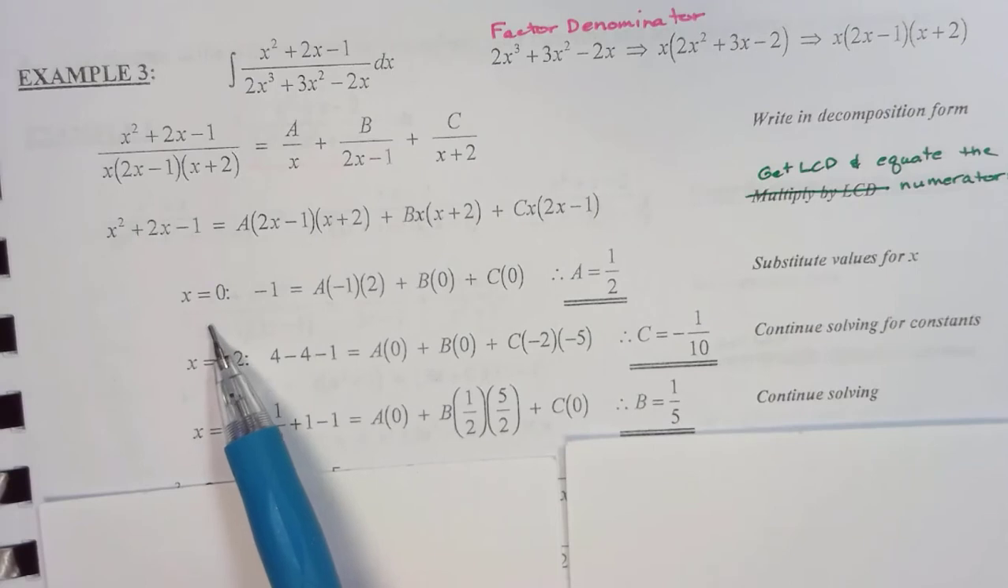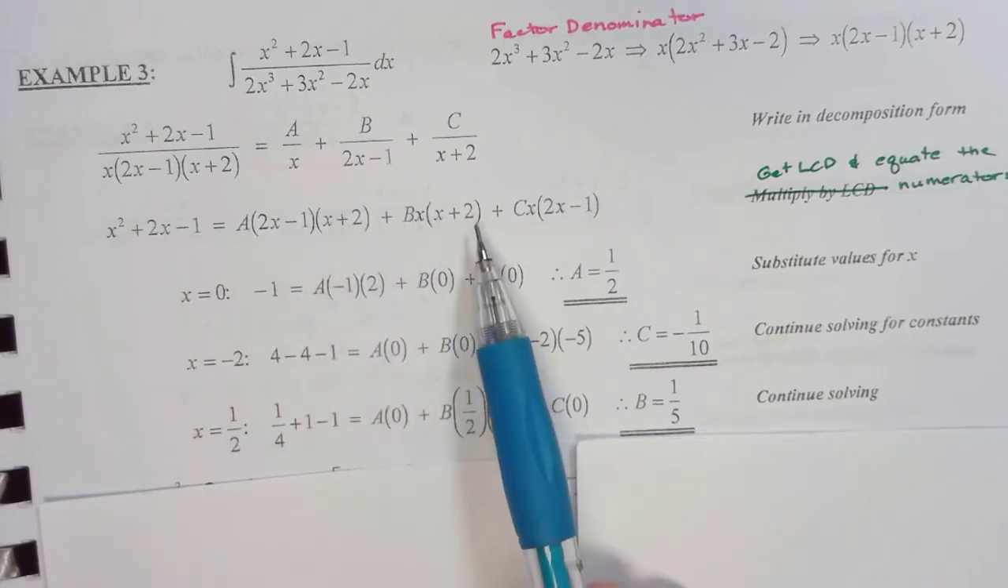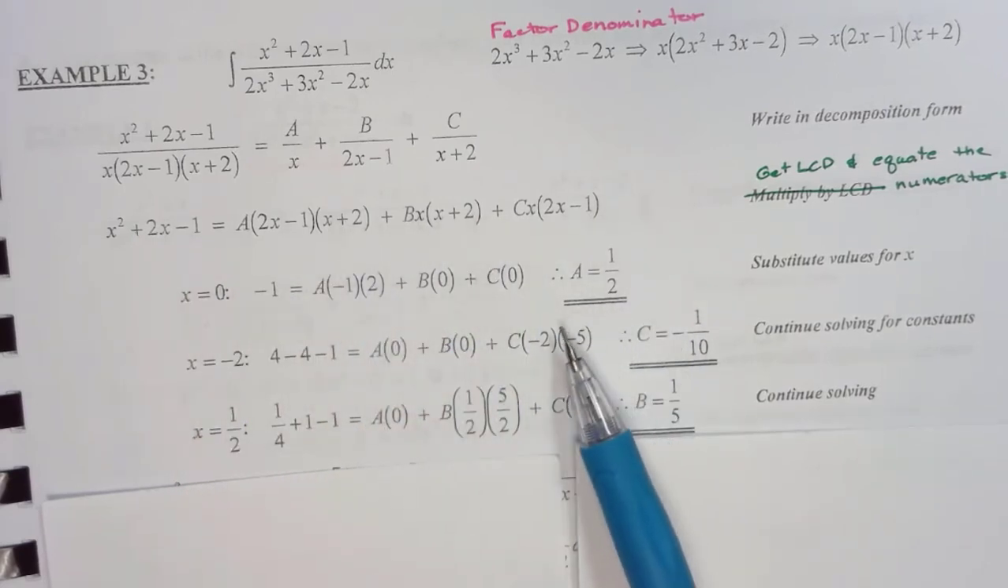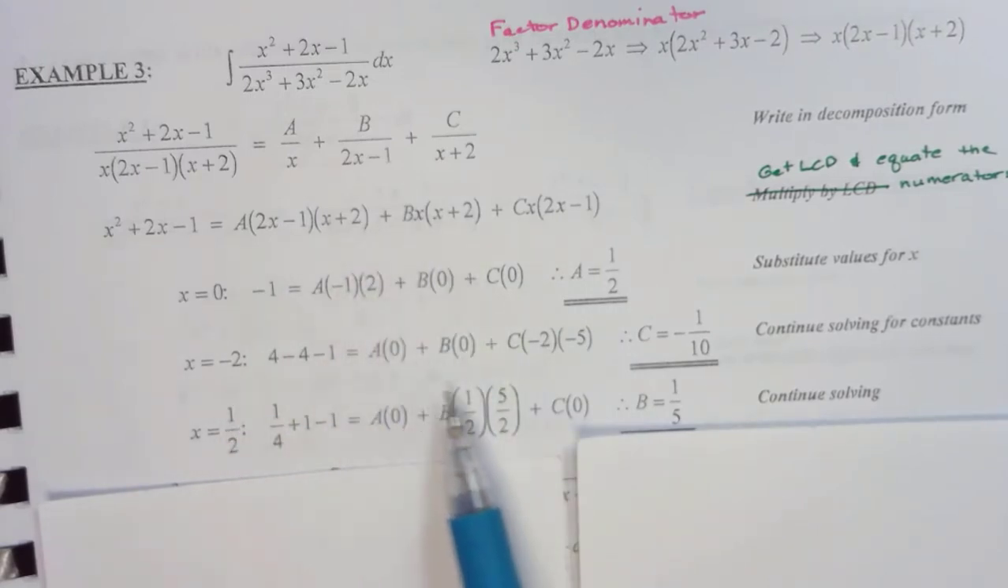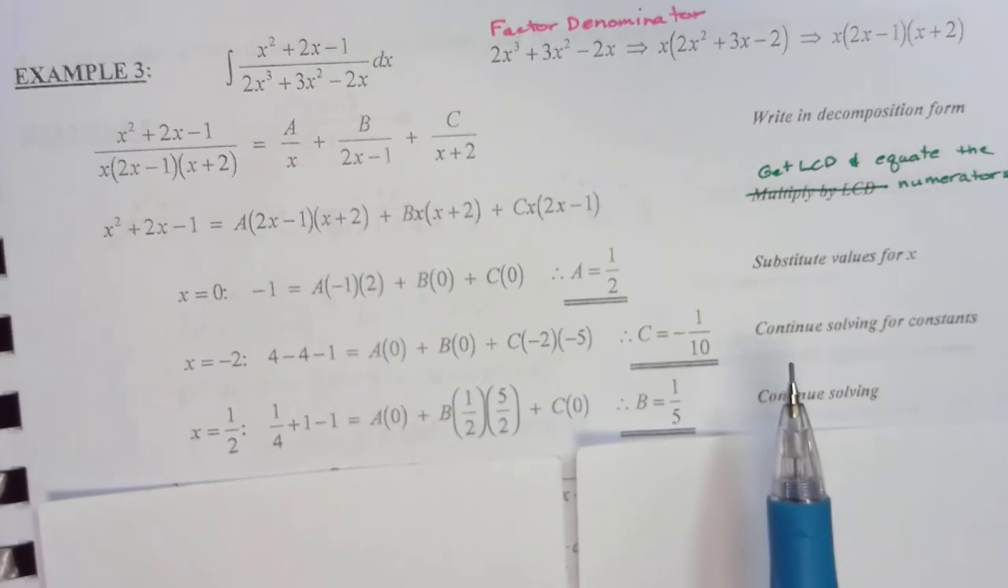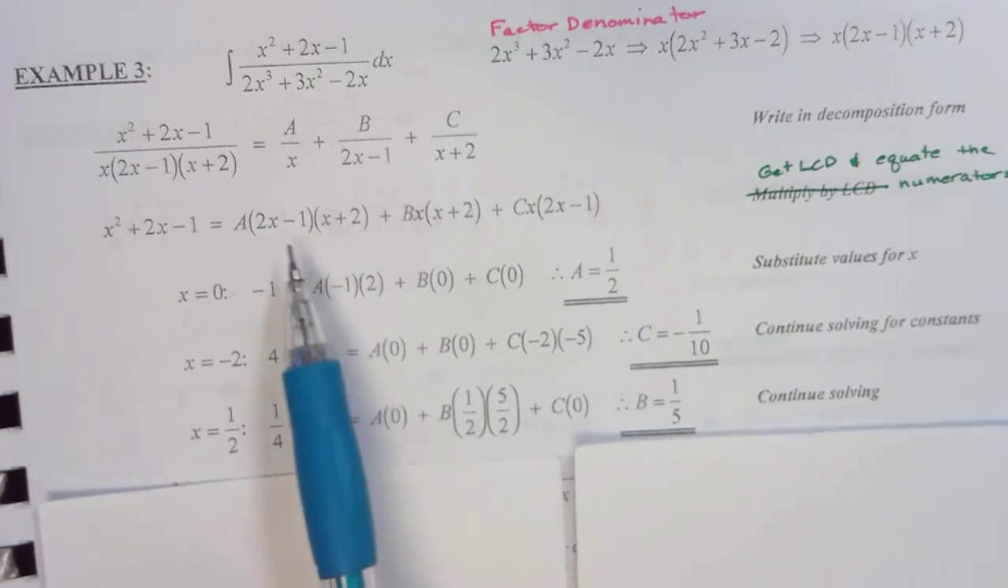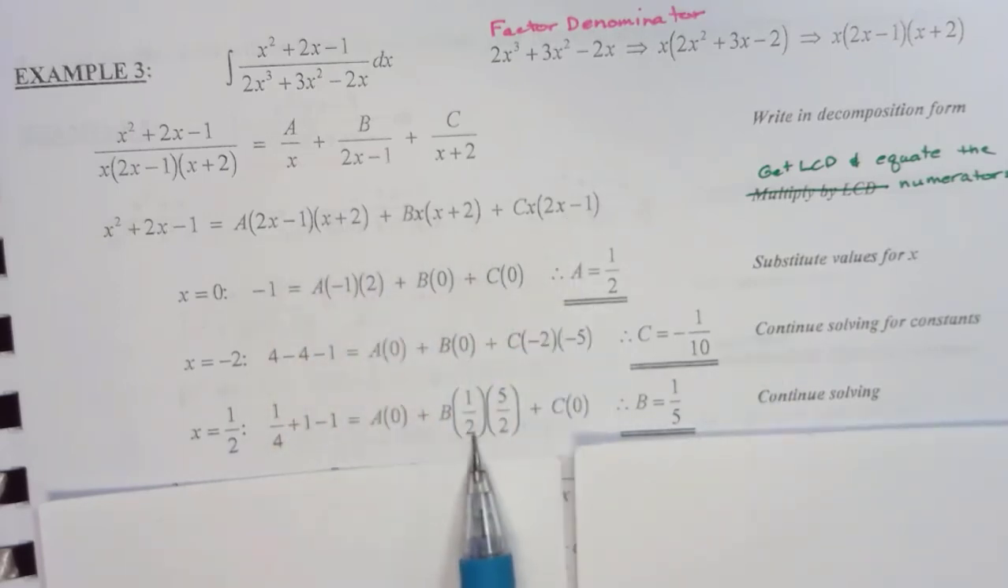So when x is 0, substituting 0 everywhere you have an x lets us find a to be 1/2. When x equals negative 2, these 2 terms are going to drop out, and we can find c to be negative 1/10. And when x is 1/2, these 2 terms will drop out, and we find b to be 1/5.